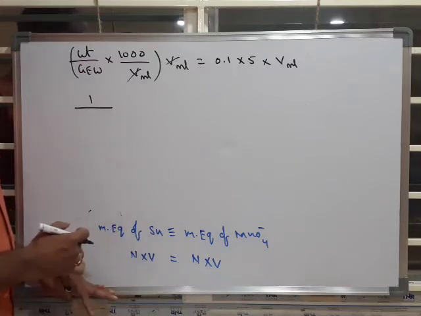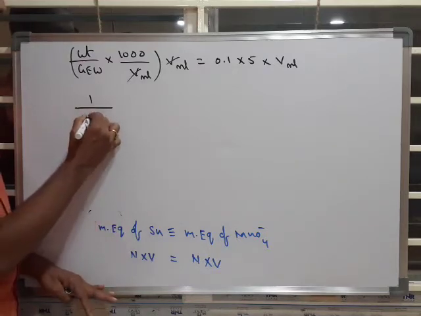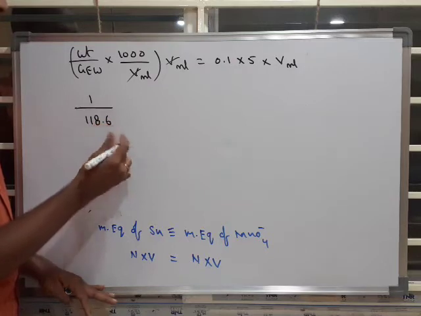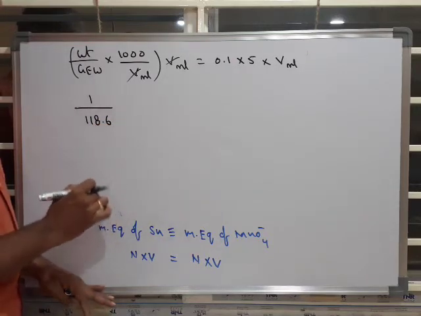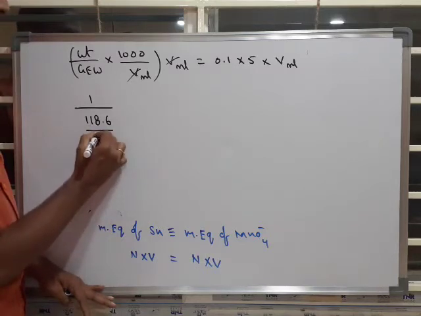So what atomic weight is given? In the problem it is given as 118.6. Generally we take 118.5, but particularly in this problem it is given as 118.6. What is the n factor?